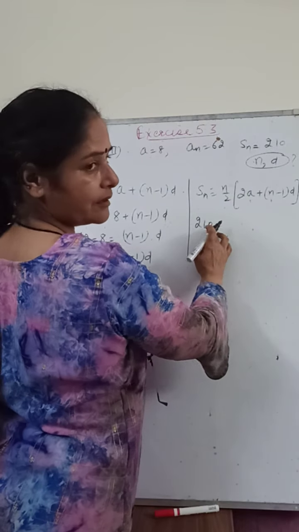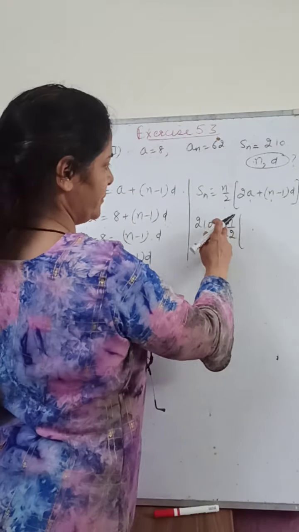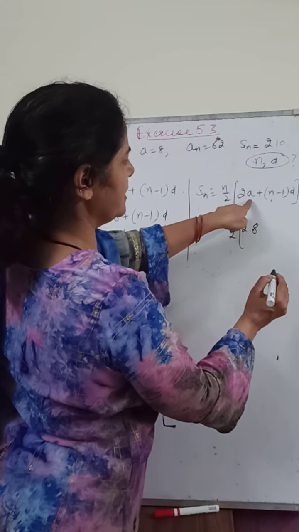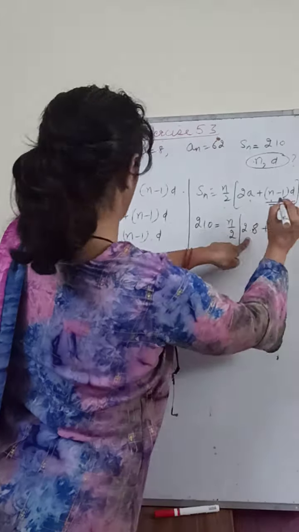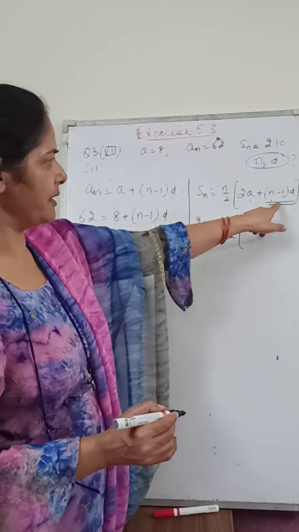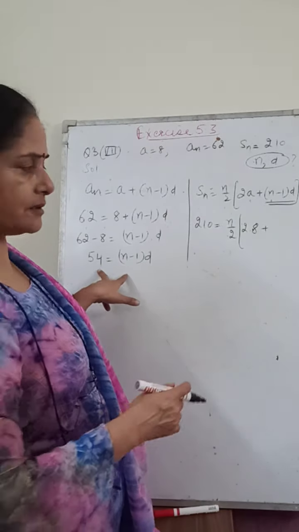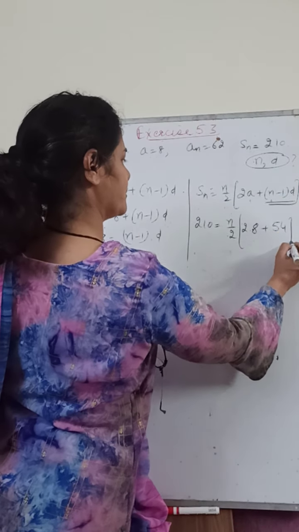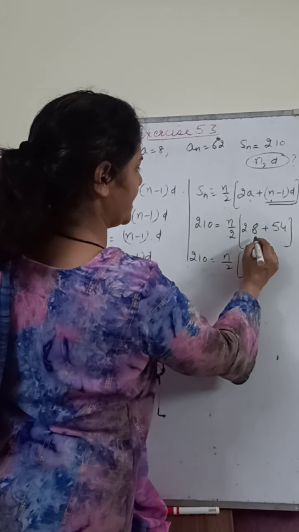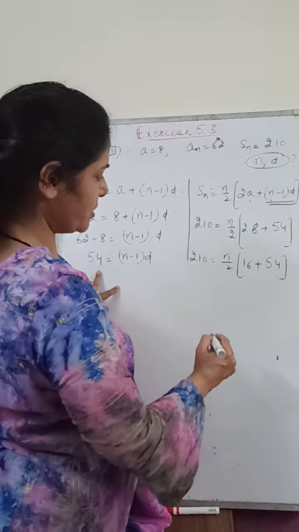Sn is what? 210 given is equal to n by 2. n is not given, na? n by 2, 2 into A, A is 8, plus in place of n minus 1 into d, can I write 54? I have taken out this, so put it here 54. It is 210 is equal to n by 2, 2 8s are 16 plus 54.